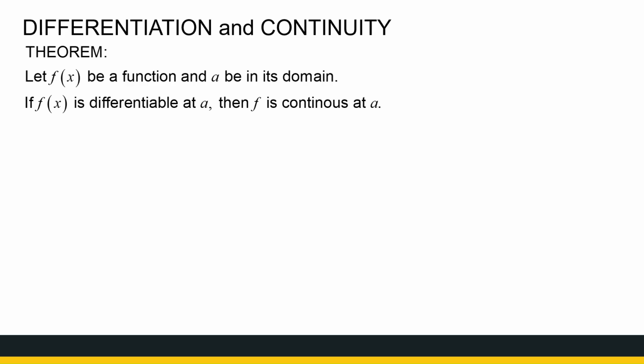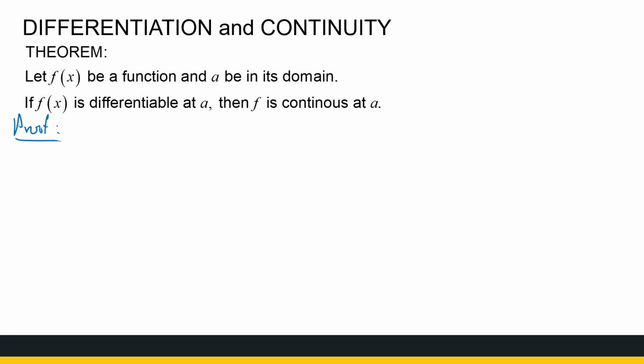If I've got a function f of x, and a number a is in its domain, if f of x is differentiable at a, then f is continuous at a. So this theorem tells me that if I know a function is differentiable at the point, then it has to be continuous. So that's what we're going to prove, and then we're going to look at how we can use this theorem and what else it stands for. So let's look at the proof of this theorem.